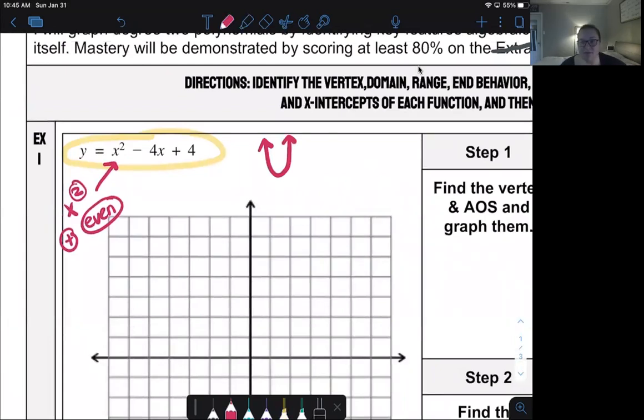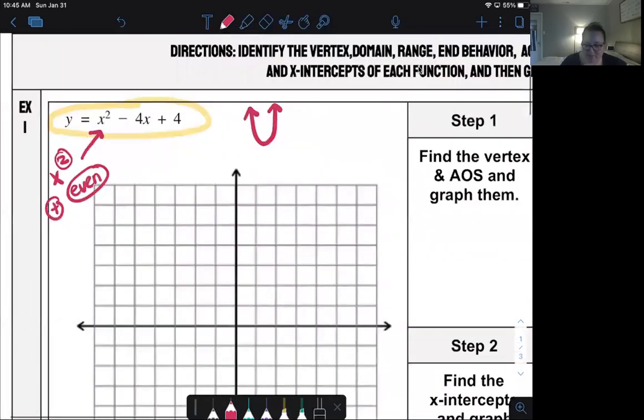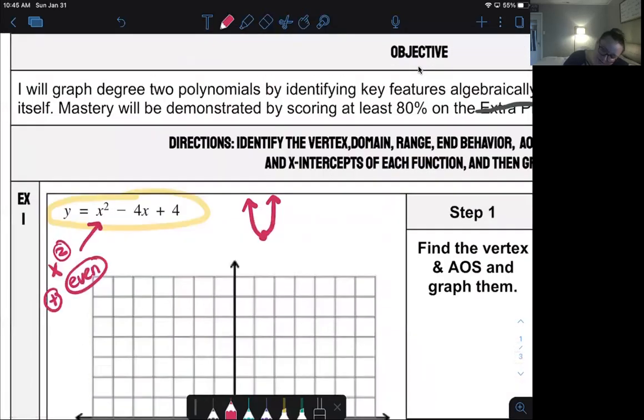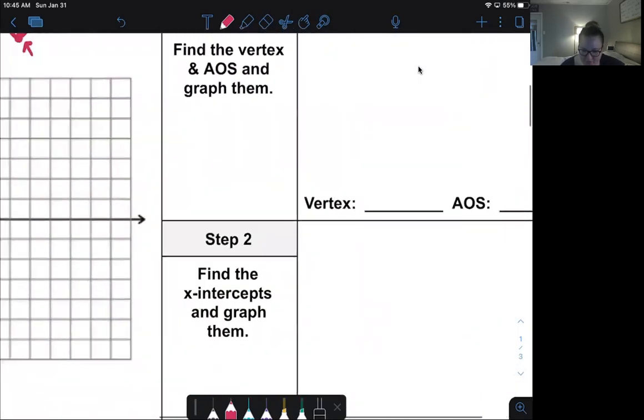And the stuff we find algebraically should kind of line up with that. We'll see for sure in just a minute. So we have our end behavior up and up. And then because it's an upwards facing parabola, I expect to have a minimum point and a minimum value. So I know that I'm going to have a minimum value, and we're going to figure out what that is in just a minute. All right, let's jump in.